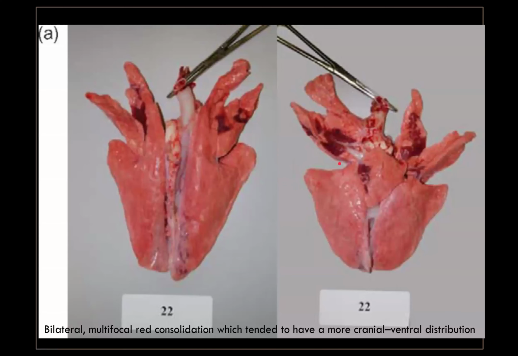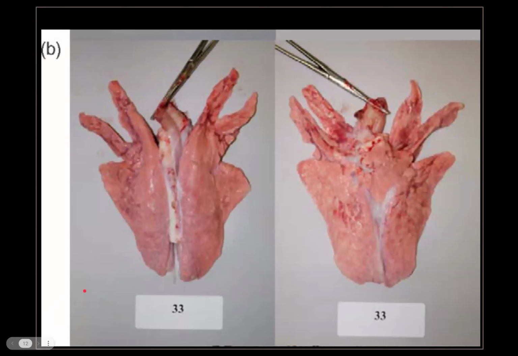Here are some lesions of Bordetella infection. You will notice that with Bordetella alone, so this is infection with Bordetella alone, most of the lesions are confined to the cranial parts, cranial lobes of the lung, no? And here is another one where we see the cranial lobes affected.